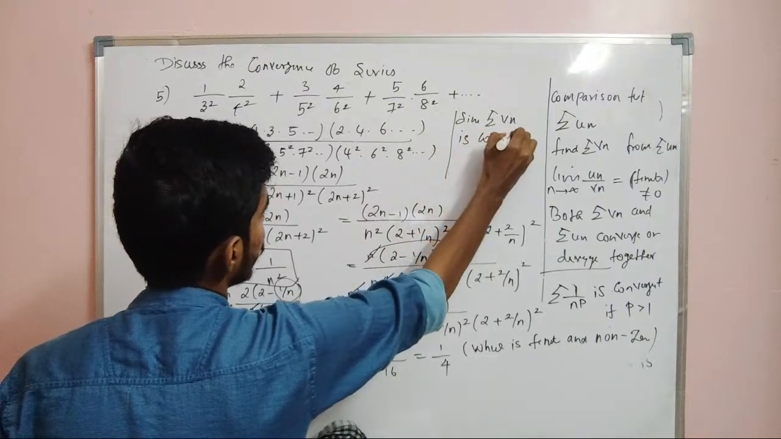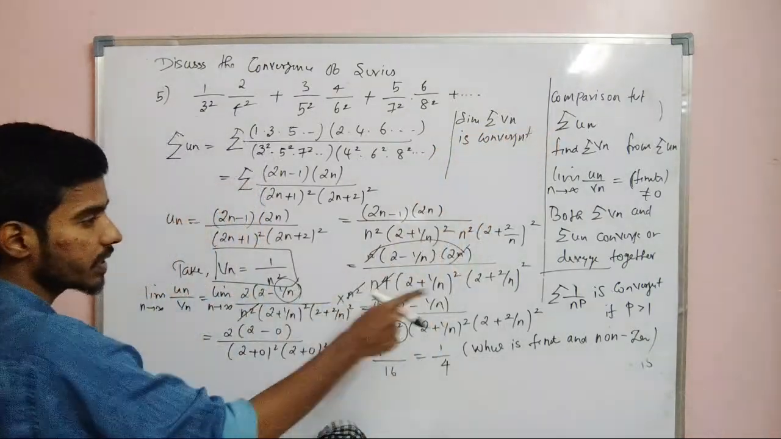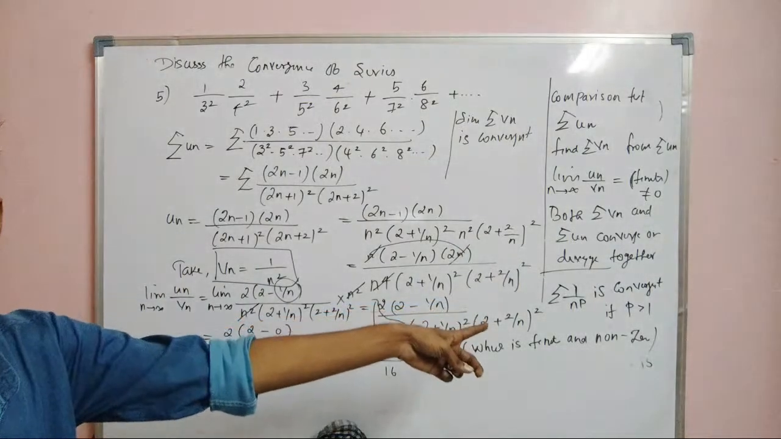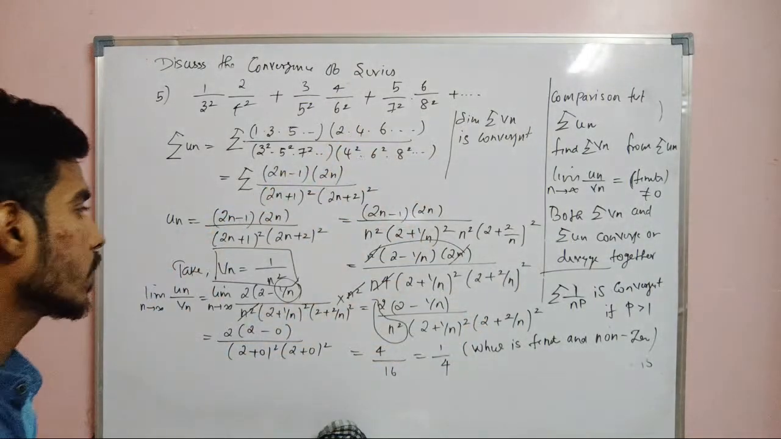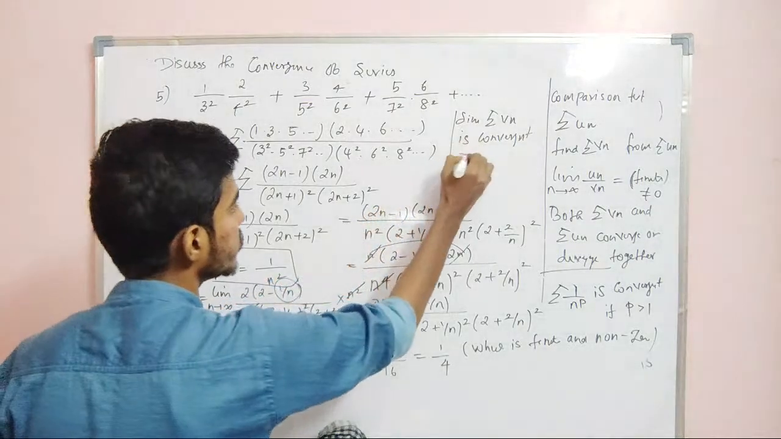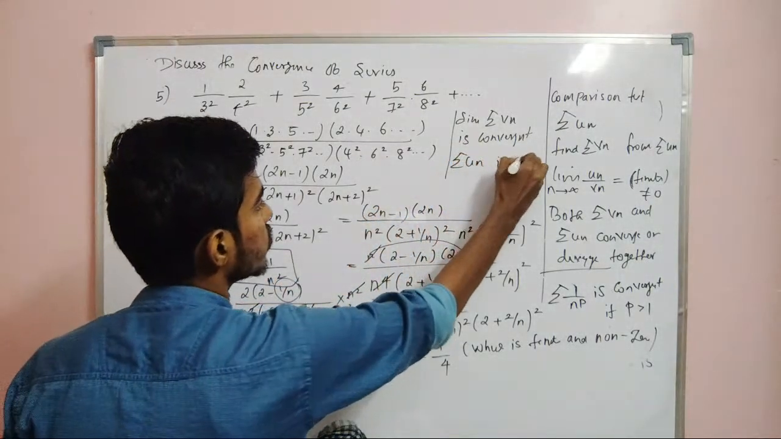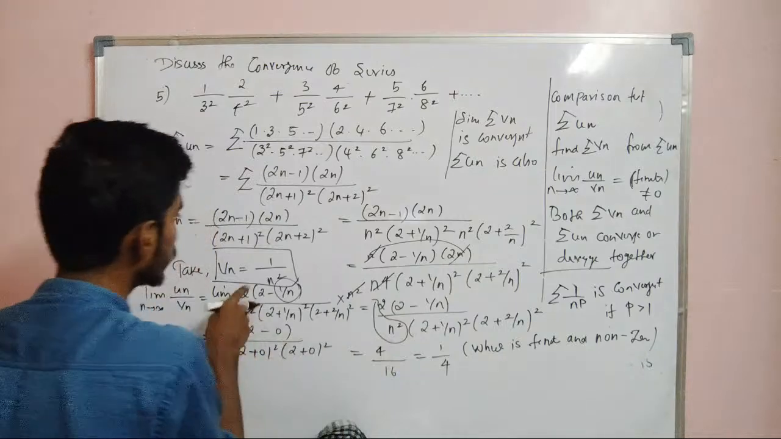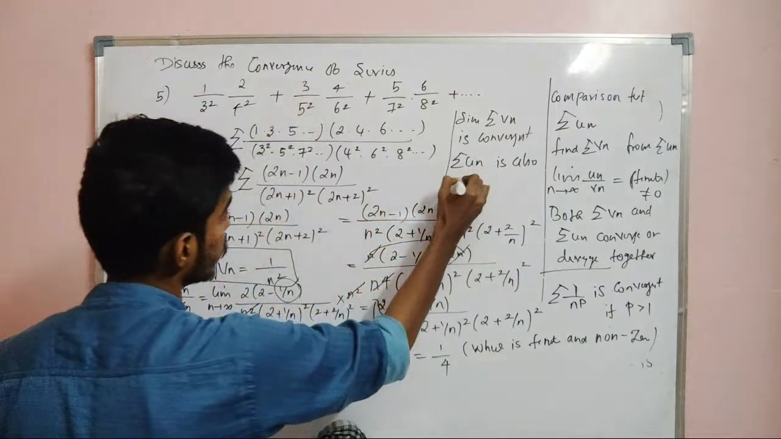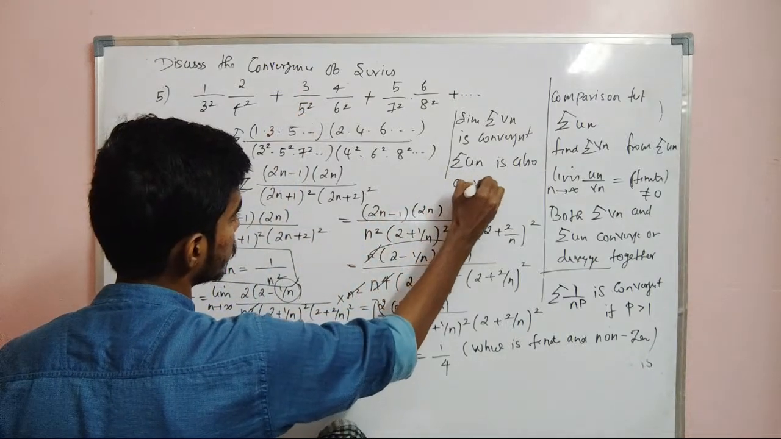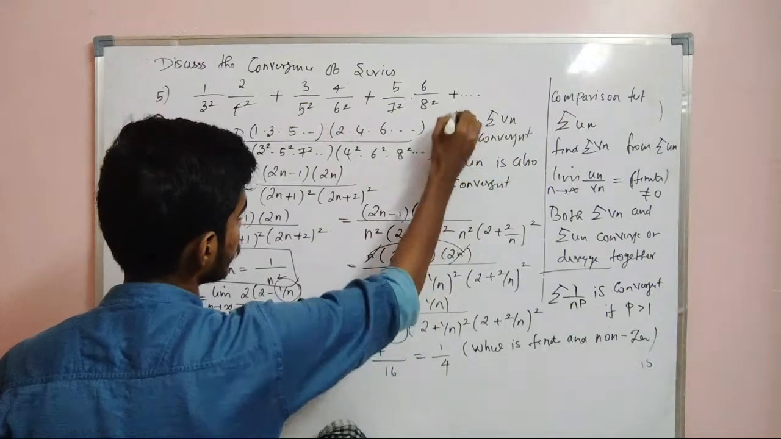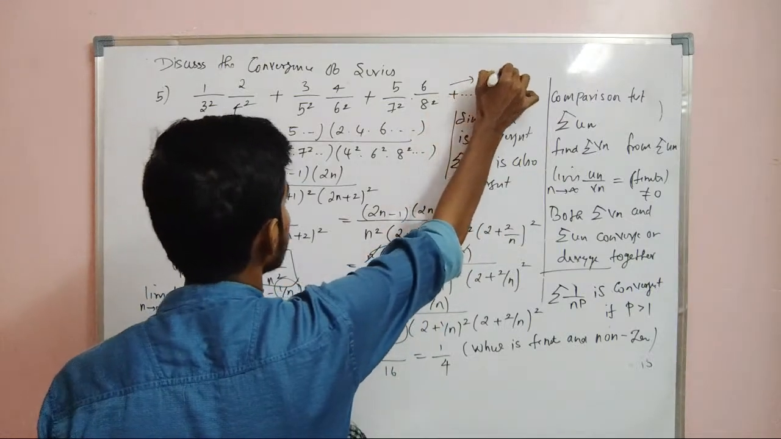Because summation 1 by n square is convergent; summation 1 by n power p is convergent if p is greater than 1, and here we have 1 by n square. So since summation bn is convergent, summation un is also convergent. Suppose if this is divergent, then un is also divergent. So therefore the series is convergent.